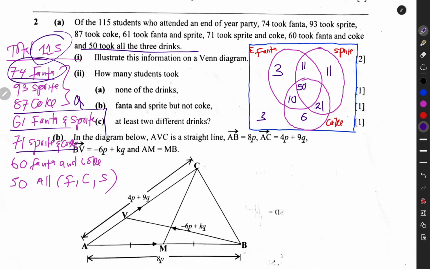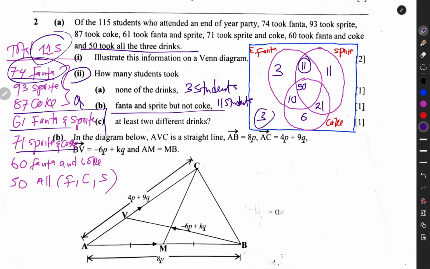So how many of the students took, we are on Roman numeral 2, none of the drinks. None of the drinks, you are just looking at those that are not in any of the sets. So 3. You can say 3 students. Then Fanta and Sprite, but not Coke. You are looking at the intersection of Fanta and Sprite. This one is part of the intersection, but these two involve Coke, so I say not Coke. So you're just looking at 11 students.